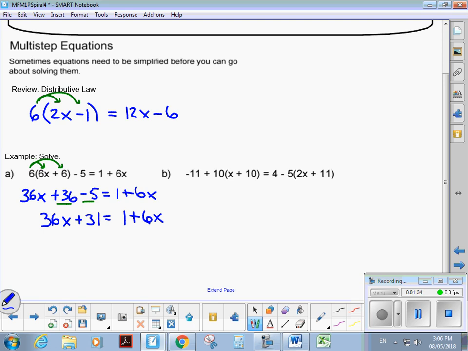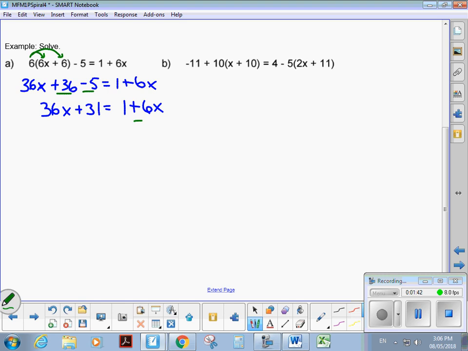Now we want to move all the variables to one side and all the numbers to the other. I'm going to show what I like to see on tests. I'm going to subtract 6x, and whatever I do to one side, the golden rule says do it to the other. I'm going to do it right underneath, like a stacked addition. So 36 take away 6 is 30x. I still have the 31, I haven't moved it. On the other side, I took away the 6x, so that disappears, and all that's left is a 1.